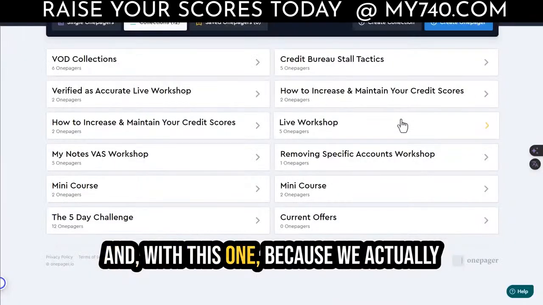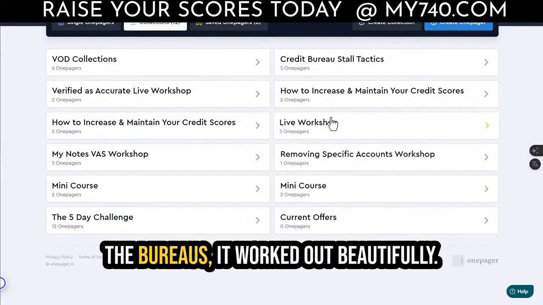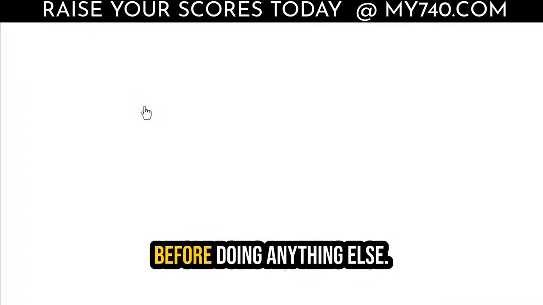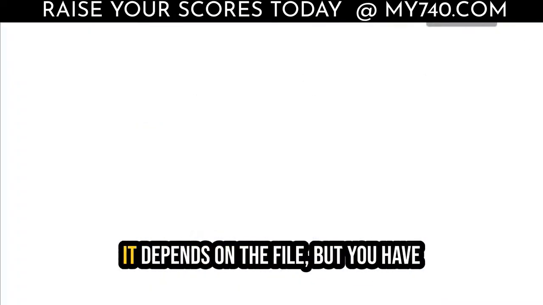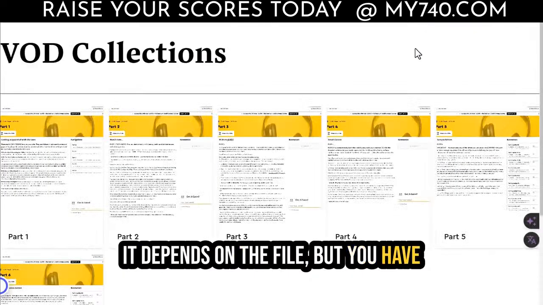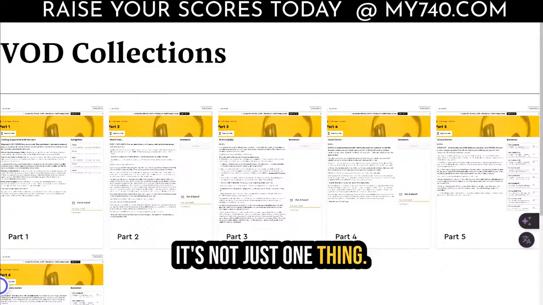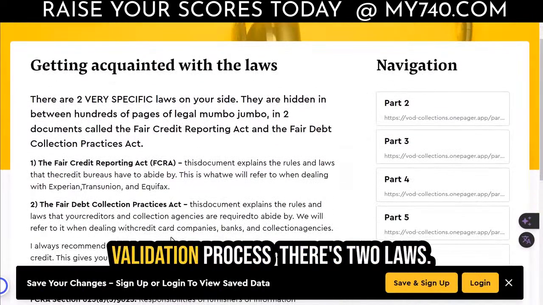And with this one, because we actually started with this before we went to the bureaus, it worked out. A long time ago, I actually used to do the debt validation before doing anything else. It depends on the file. You have bureaus, creditors, collectors. It's not just one thing. So here's the only thing that you need to understand about the debt validation process.